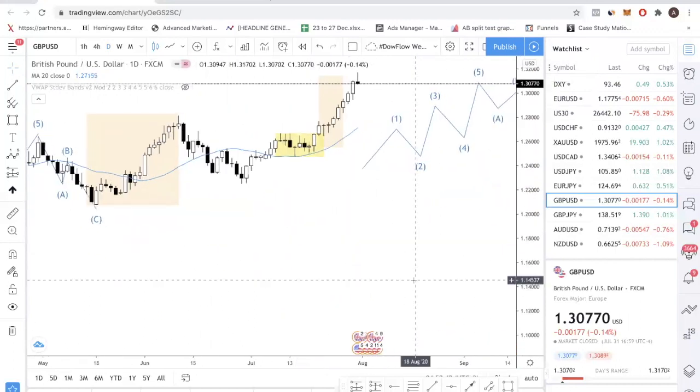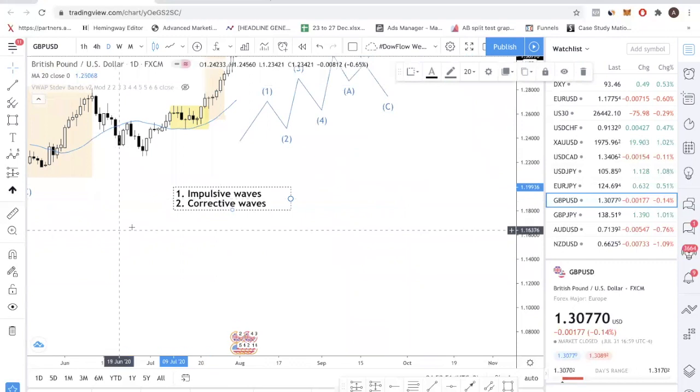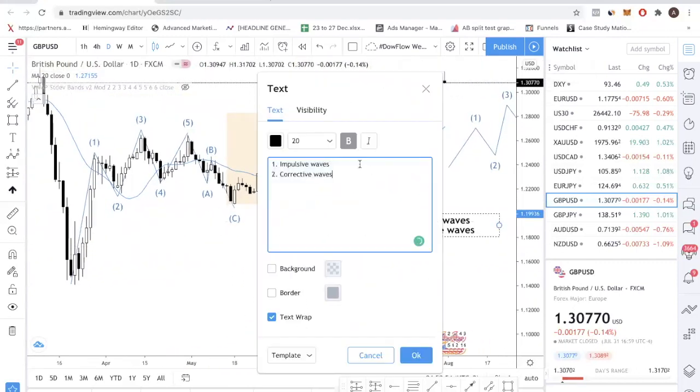So a few pointers to note about impulsive waves. Let me just write it down for you here. Impulsive waves are generally of one color. Meaning that if it's bullish, then you see a lot of white candles. If it's bearish, it's a lot of black candles. I'm not saying every single candle has to be bullish or every single candle has to be bearish, but the majority of the candles have to be one color, maybe 70%. Just eyeball it, you don't need a hard and fast rule. Generally one color, you want big movements, and you want big candles.